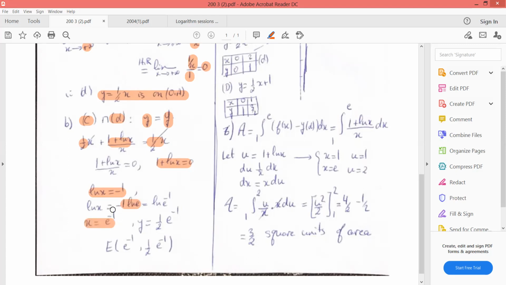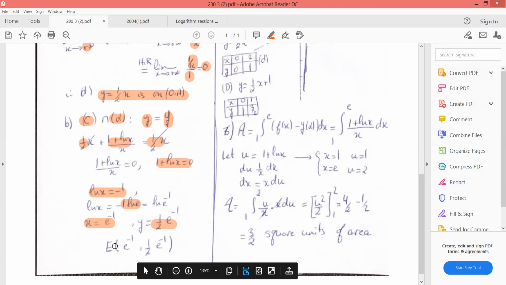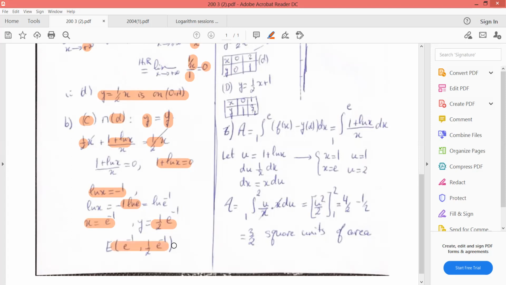To find the value of the ordinate, we can replace the value of x either in the equation of the line or in the function, but it is easier to replace x in the equation of the line, which is y equal half x. Here y equals half e to the -1. We leave it like that, or you can change it to decimal by using your calculator. Any questions now?